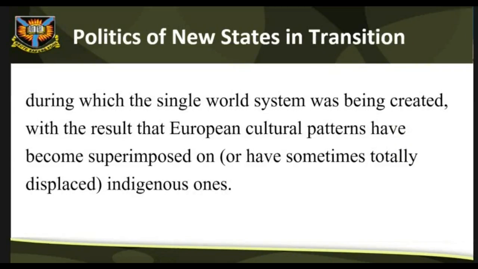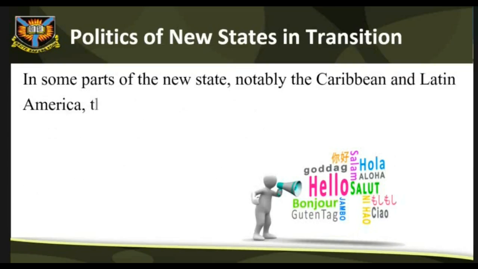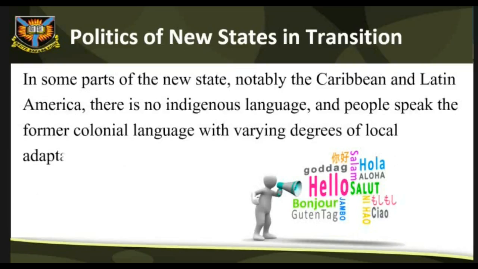Part of what matters here is that third world peoples were physically subordinated to Europe once during the period of colonialism, during which the single world system was being created, with the result that European cultural patterns have become superimposed on or have sometimes totally displaced indigenous ones. This is especially evident in the field of language. In some parts of the new states, notably the Caribbean and Latin America, there is no indigenous language, and people speak the former colonial language with varying degrees of local adaptation.